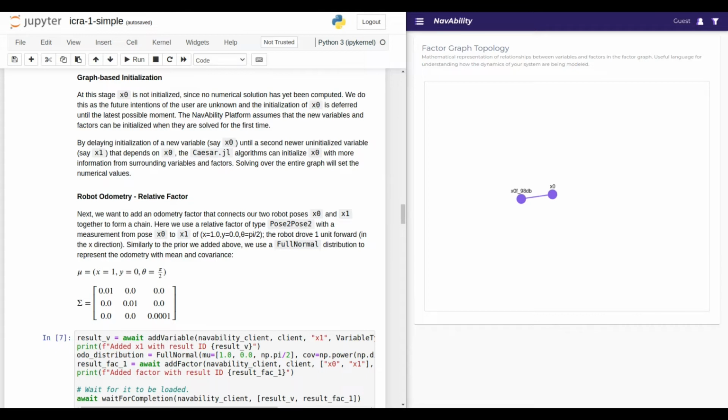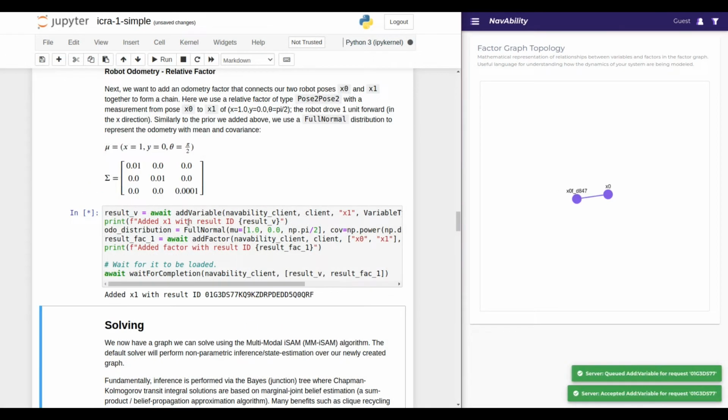We do this as the future intentions of the user are unknown and the initialization of x0 is deferred until the latest possible moment. By delaying initialization of new variables, say x0, until a second newer uninitialized variable, say x1, that depends on x0, the algorithm can initialize x0 with more information from surrounding variables and factors.